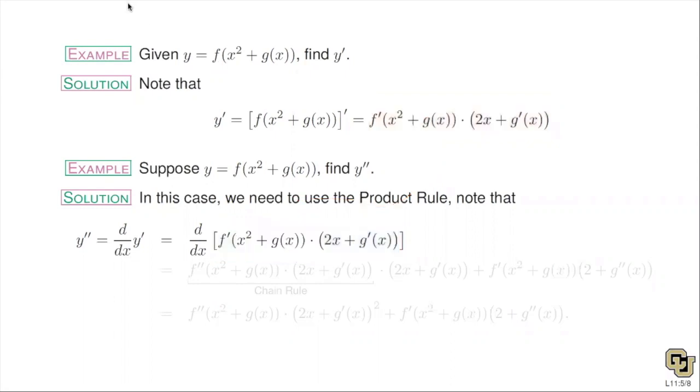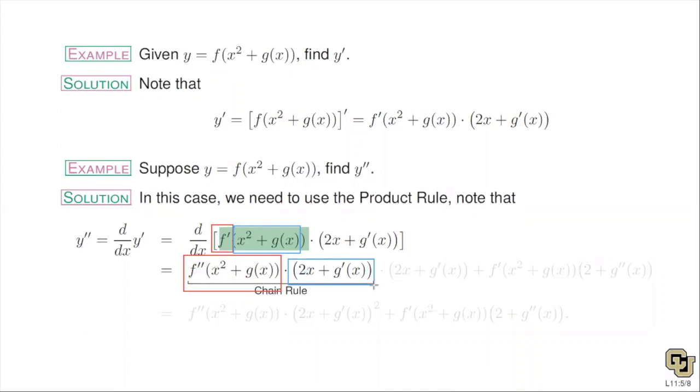So here is the chain rule on just the first term. Okay, so here, this first term, I've done the chain rule. You see the outside function is f prime. So the derivative of the outside is f double prime, and then I just copy the inside. The inside function here is x squared plus g of x. So derivative of the outside times the derivative of the inside. The derivative of x squared plus g of x is 2x plus g prime of x.